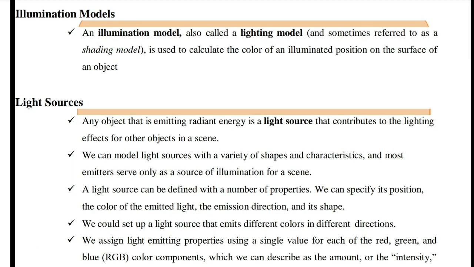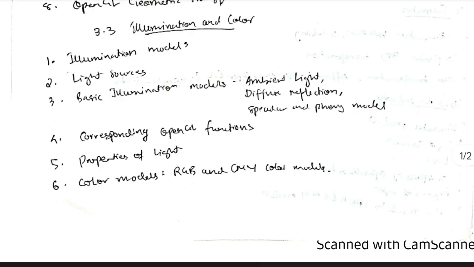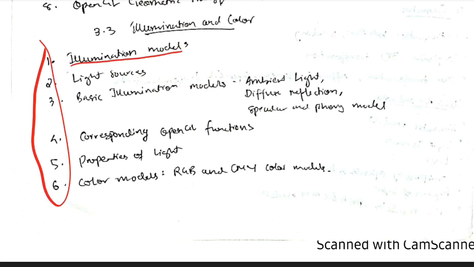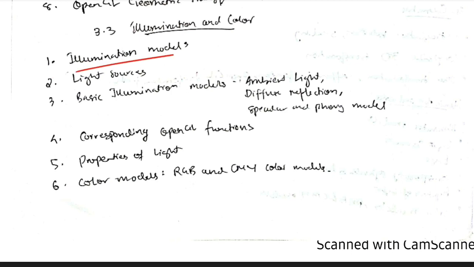So this is the third chapter, which is the illumination models. Let me show you what the topics in this chapter are. Totally six topics are there. Among them, the first one is illumination models, a brief introduction; then light sources, the different types of light sources from where the light originates; and basic illumination models, ambient and diffuse reflection, specular and Phong model. Very important one, specular and Phong model.